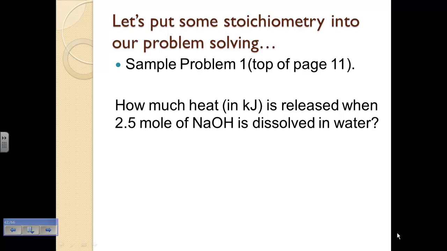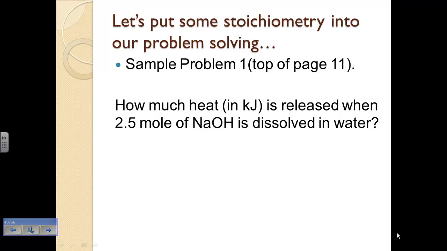Well, let's put in a little stoichiometry with this. The stoichiometry samples are found on the top of page 11. We're going to be taking those very same thermochemical equations that we had written and put in a little stoichiometry twist. So let's read on the top of page 11 together our first of the 3 sample problems that illustrate how to use stoichiometry with thermochemical heats of solution equations.